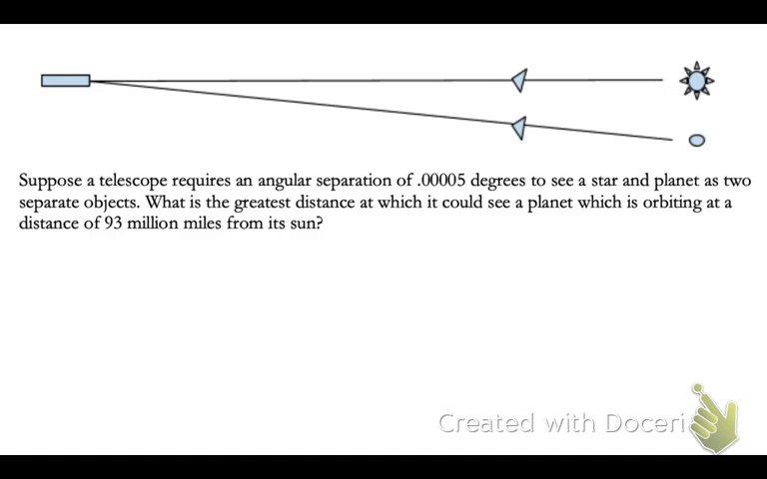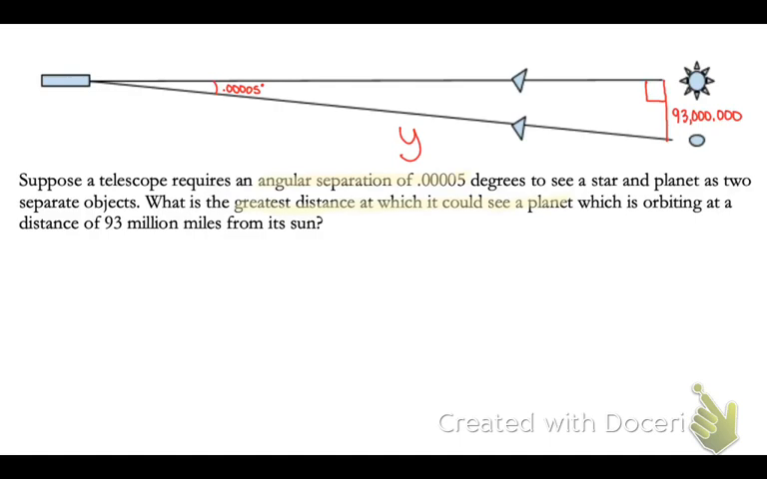In this example, they told us that the telescope requires an angular separation of 0.00005 degrees. That is an extremely small angle. If we're looking straight at the sun, we have a right triangle. They're asking for the distance of the planet, which would be our other side length, which really ended up being the hypotenuse the way we have it drawn. They tell us that the planet is orbiting its sun, which means the distance from the planet to the sun is 93 million.